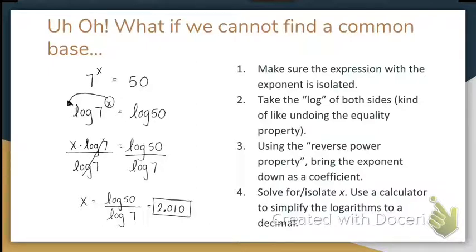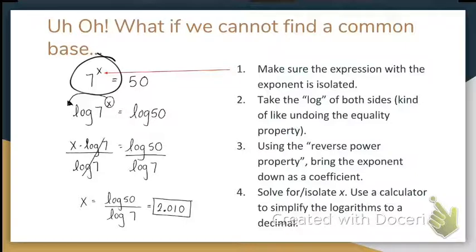So, when we are trying to solve an exponential equation and we're not able to figure out the base that would be the same, like in this case, these are the steps we would take. It says, number 1, make sure the expression with the exponent is isolated. So the arrow that corresponds to that is this. Notice that we have an expression here, 7 to the power of x, and that's isolated all by itself on that side of the equation. That's exactly what we want.